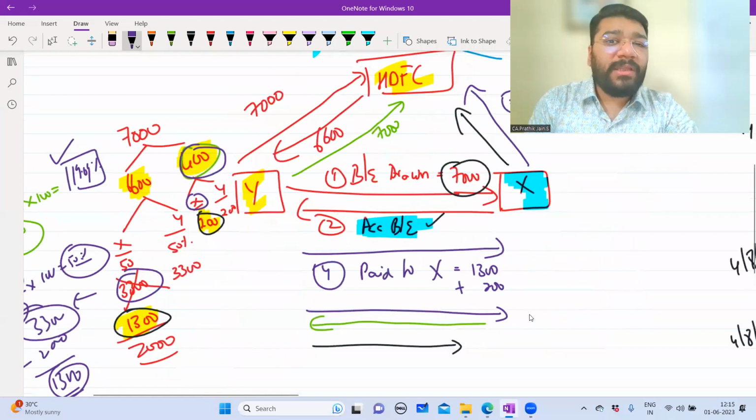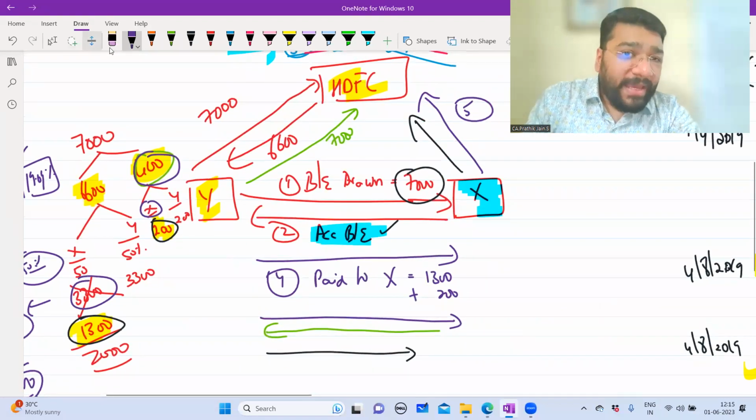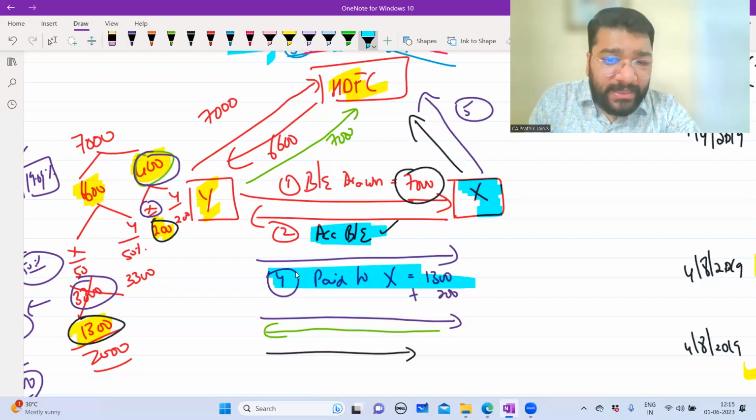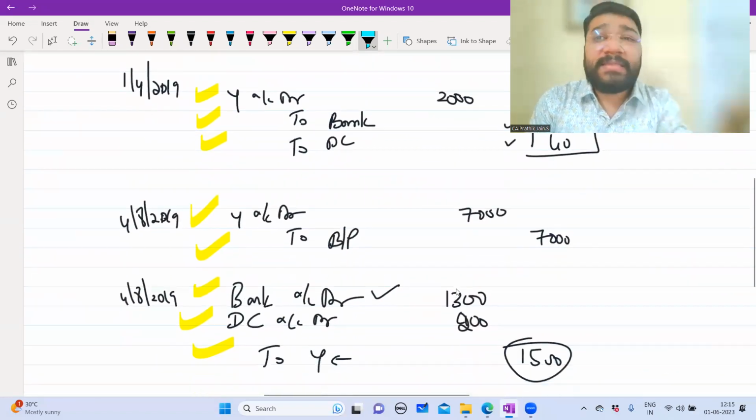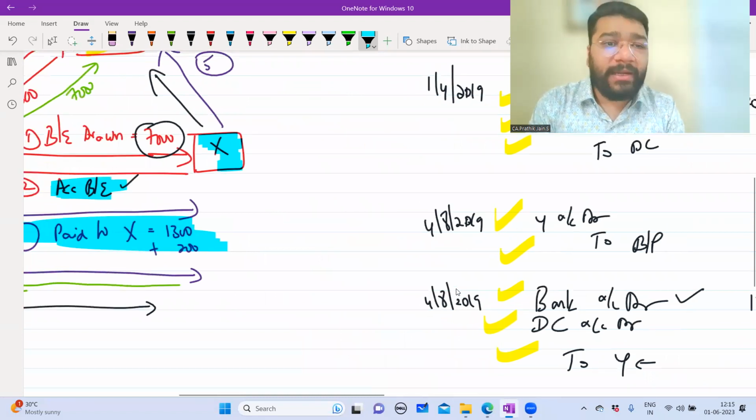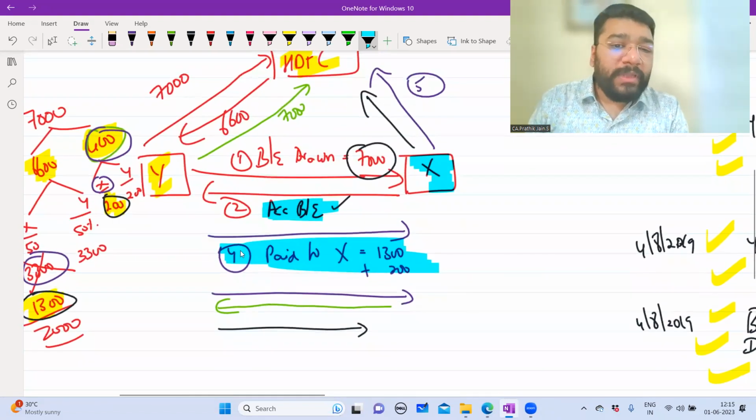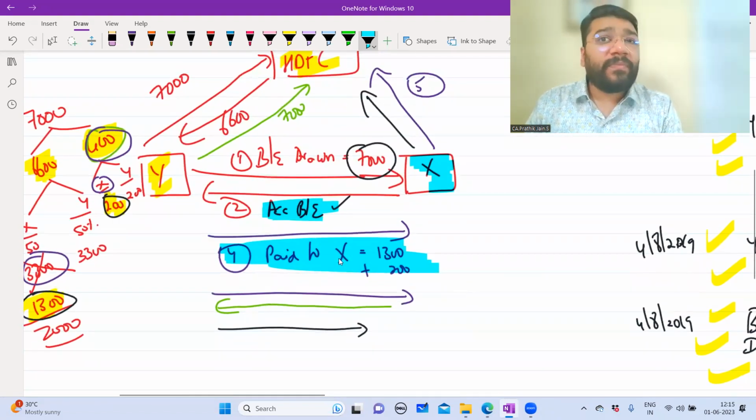Guys, Y has discounted the money with HDFC Bank and Y has handed over this money to X. This entry also we recorded, people, correct? This 1,300 entry, what we received from Y, we recorded, correct? Fourth entry done. What is the fifth entry?